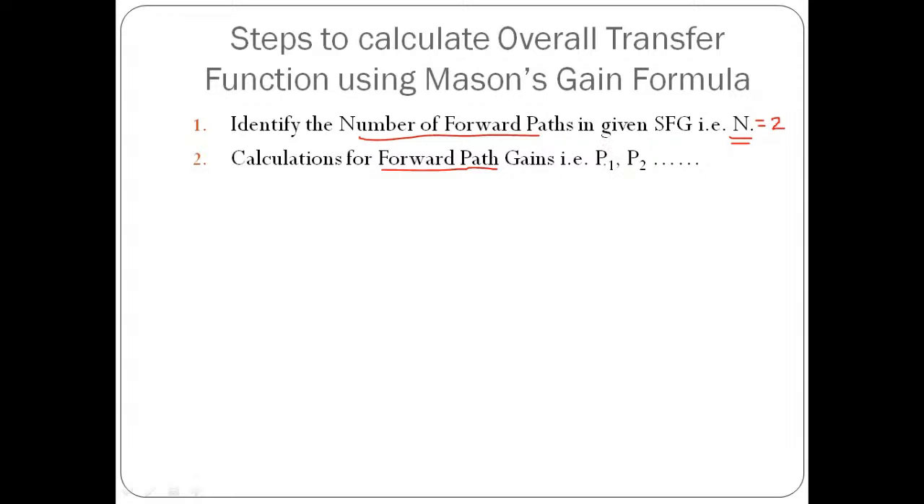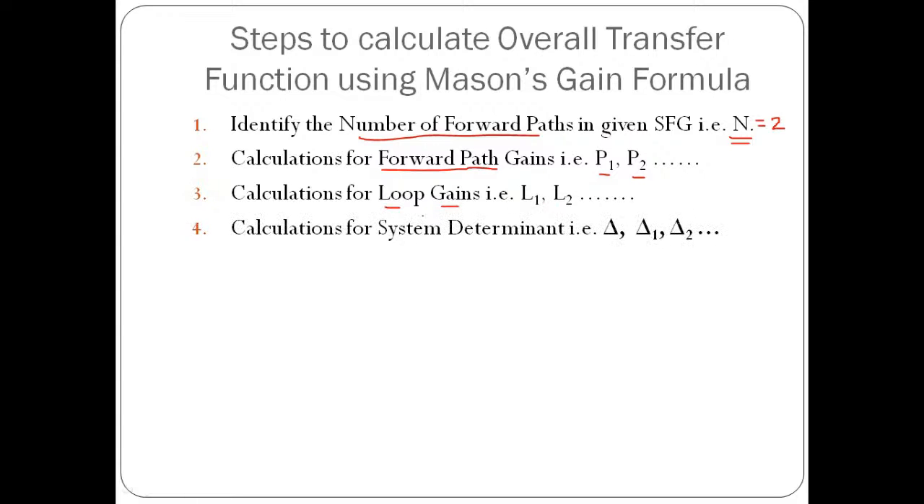Now we need to calculate the value of P1 and P2, where P1 indicates the gain of the first forward path, P2 indicates the gain of the second forward path. Then in step number 3, we need to identify how many loops there are, and we need to calculate the loop gain of each loop, say L1, L2, and so on. Then we need to determine the system determinant, followed by delta 1, delta 2, and so on.